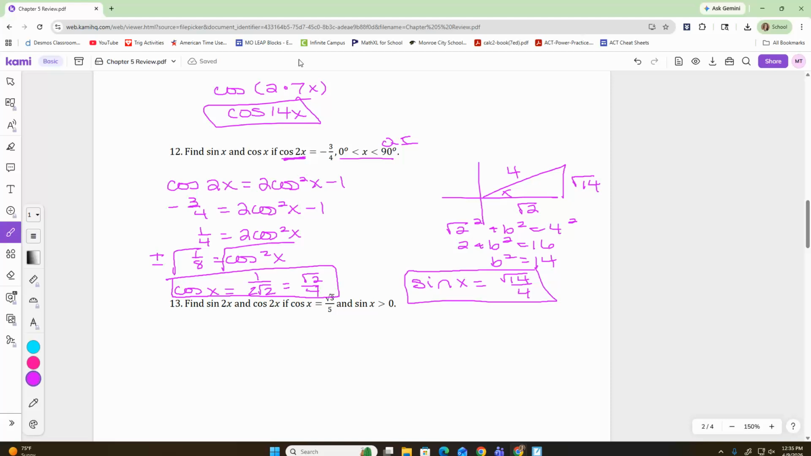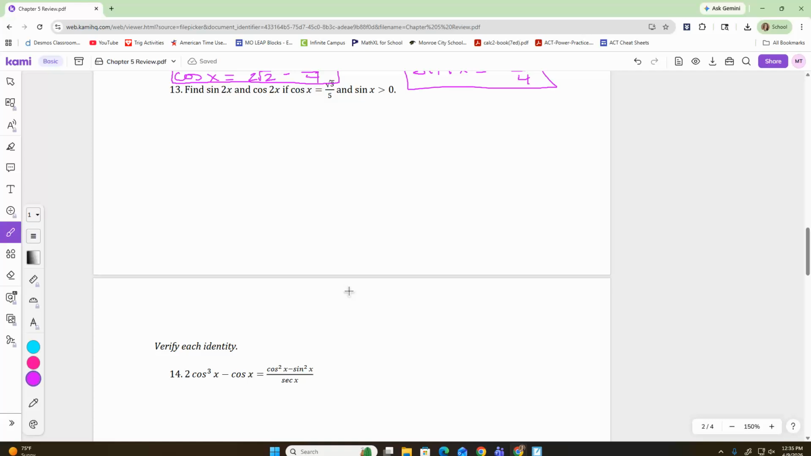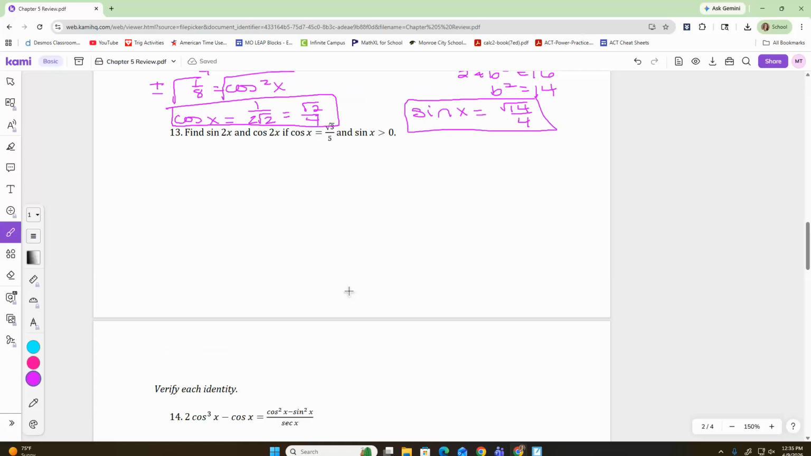All right, so 13 is asking me to find sine and cosine of 2x. So when I see that double angle, I first start with my formula. Sine 2x, there is only one formula. 2 sine x cosine x. I gave you cosine x. It's radical 3 over 5. I need sine. So what am I going to have to do in order to get the sine?